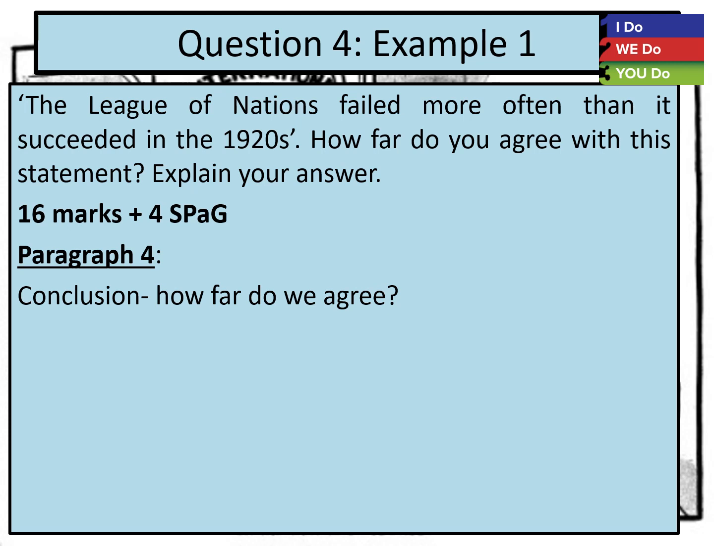So again, let's think about what the question is saying. The League of Nations failed more often than it succeeded in the 1920s. How far do you agree with this statement? Explain your answer. So in this particular answer, you've got to think, well, we've talked about those failures in places like Vilna and Corfu. We've talked about the successes in places like Upper Silesia and the Åland Islands. And we've looked at those successes and failures outside the world of peacekeeping. So did they fail more often than they succeeded? I want you to stop, pause the PowerPoint, and have a little think about what you think about that before we move on.